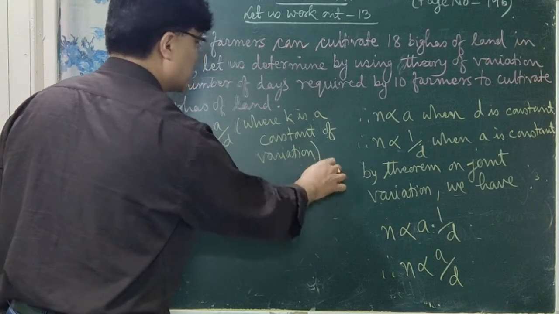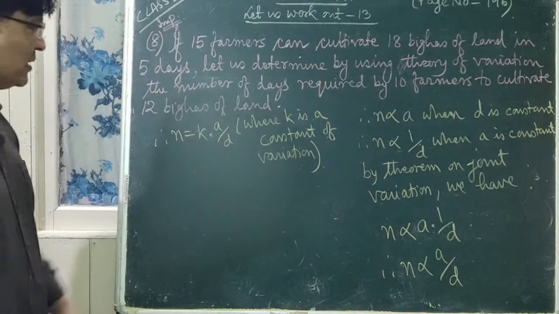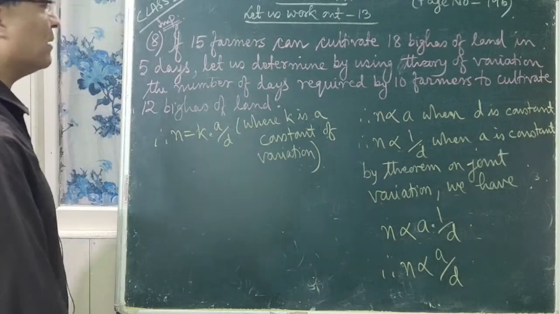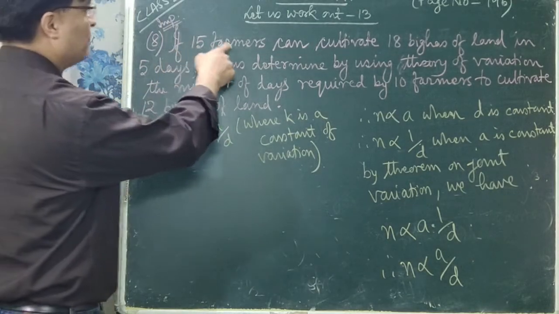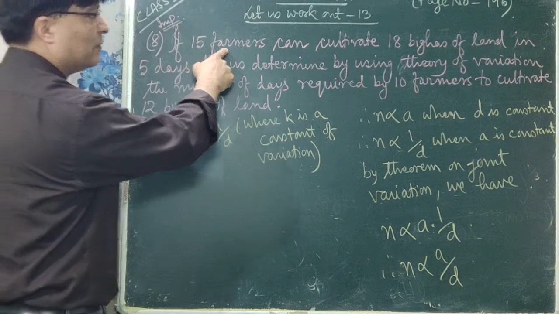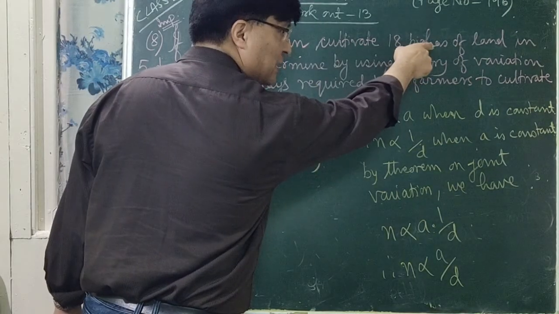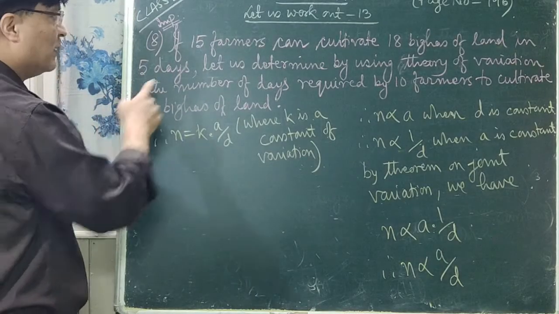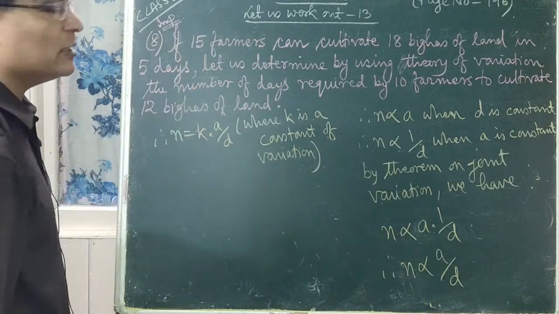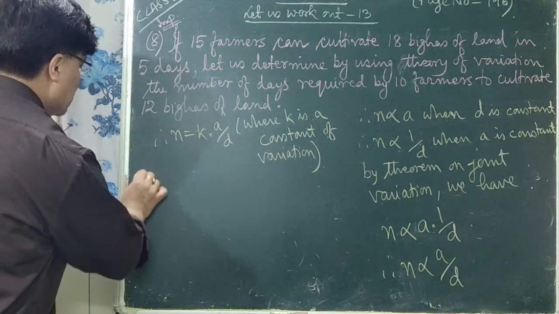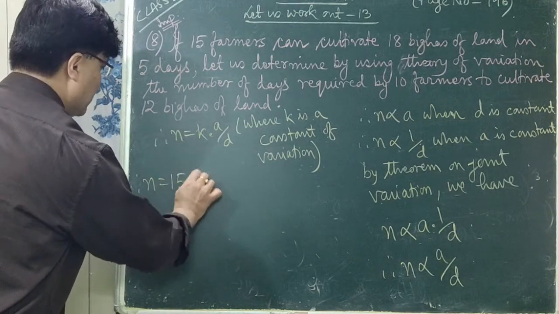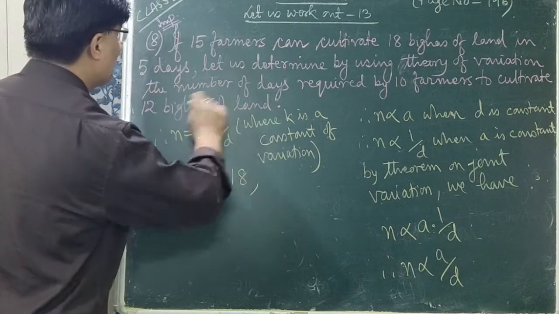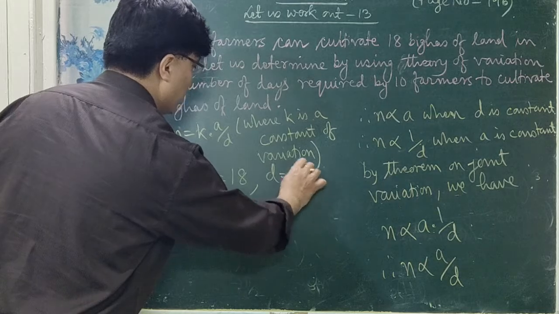We can write just where K is a constant, or we can write where K is a constant of variation. So now the values are given here. 15 farmers, N is equal to 15, and 18 bighas, that is the value for A, area. A is equal to 18, then D is equal to 5. Okay, it is given 15 farmers can cultivate 18 bighas of land in 5 days. That is, it is given N is equal to 15. Next, A, area of the land, is 18 bighas and number of days is equal to 5.